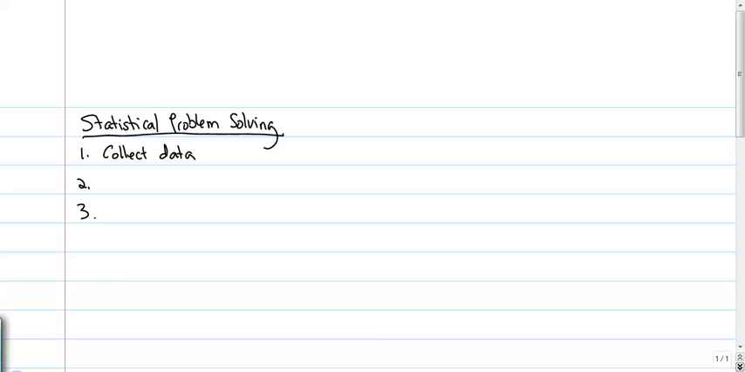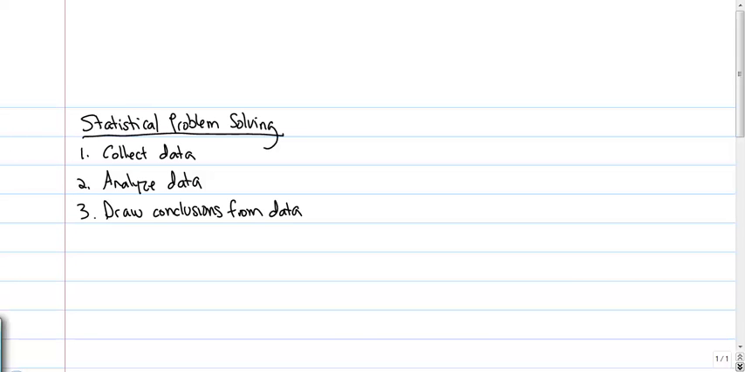You should remember from the first week of class, we talked about this idea of statistical problem solving. We said that the statistical problem solving process has three steps. The first step is to collect your data. The second step is to analyze the data. And the third step is to draw conclusions from the data.